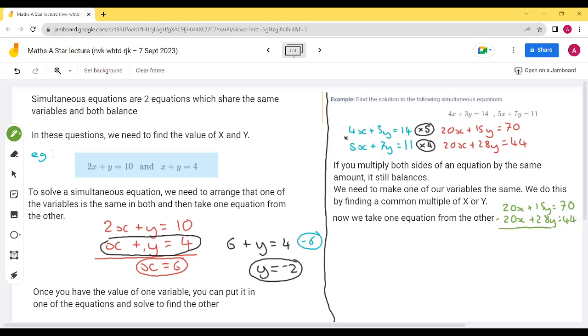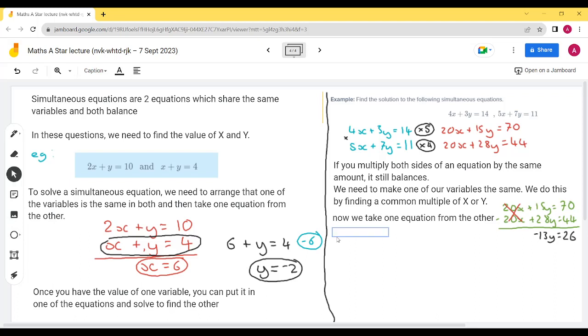Okay, so 20x minus 20x, well, the entire reason we've done this, we want to get rid of one of our variables. They cancel each other out, equals 0. Then we can do 15 minus 28. And whenever you're doing a smaller number take a bigger number, it's just finding the gap between the two numbers. It's going to be a negative because we're taking a bigger number from a smaller one, but you can do 28 take 15, which gives us 13y, and then just add in a negative. It's the easiest way to do it. And then we've got 70 take 44, which is going to give us 26.